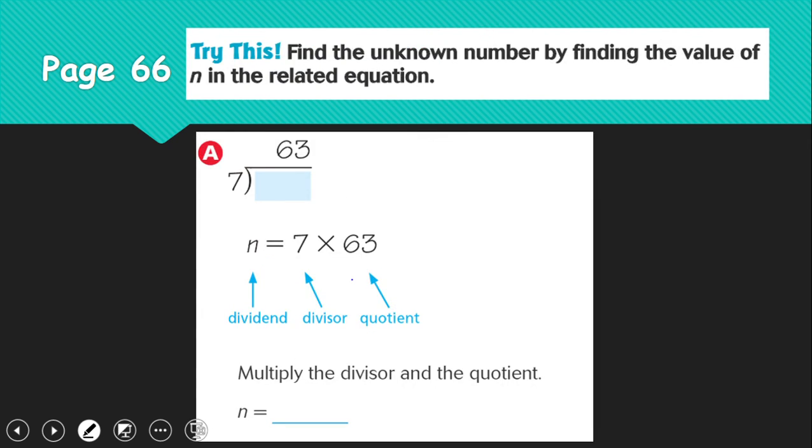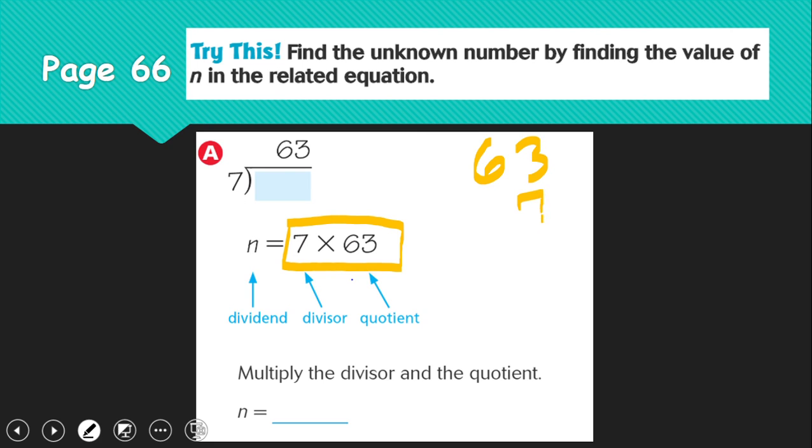Now we're going to do the try this on page 66, which is right below the example. You're going to find the unknown number by finding the value of n in the related equation. You are going to want to find your dividend by first solving your multiplication problem. We can do that because of the inverse operations. We know our quotient and our divisor, and we can multiply those to give me my dividend.